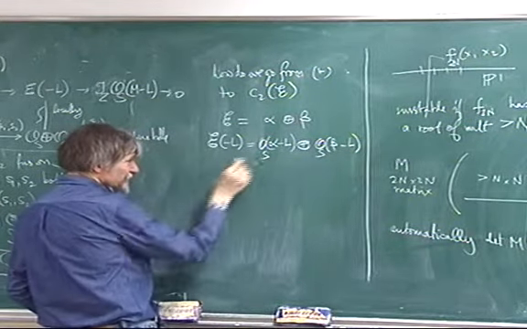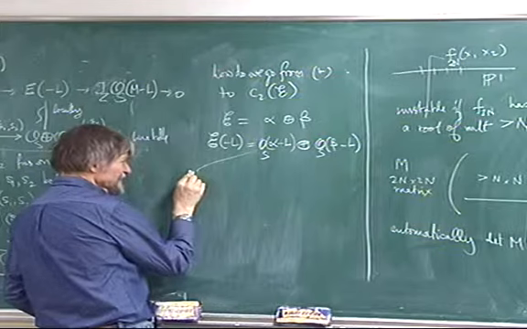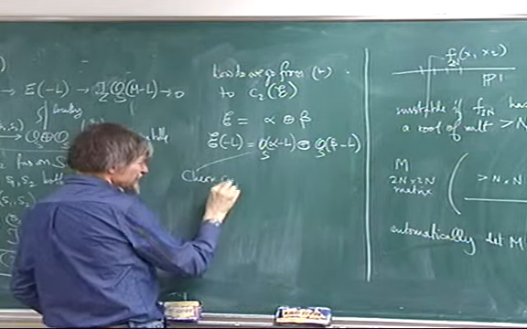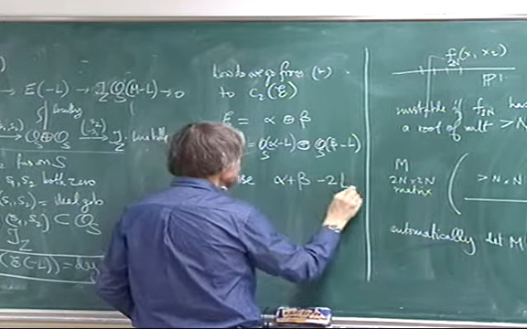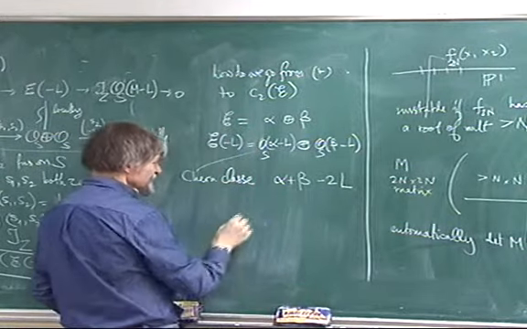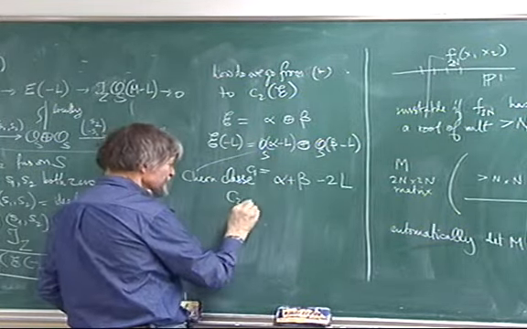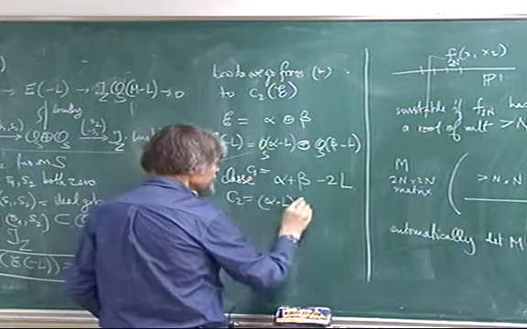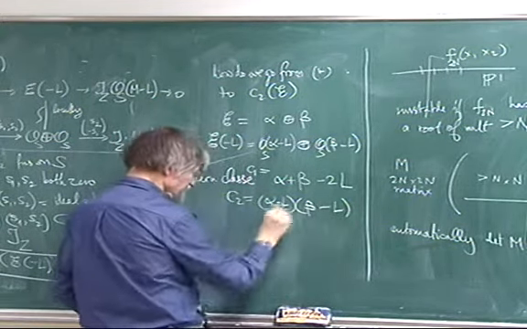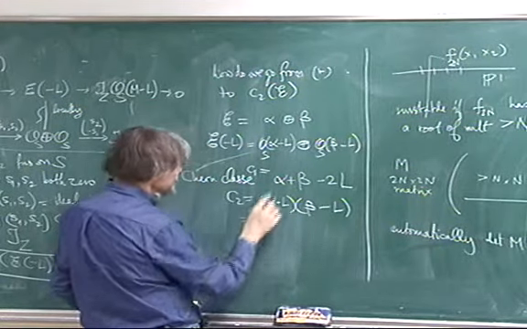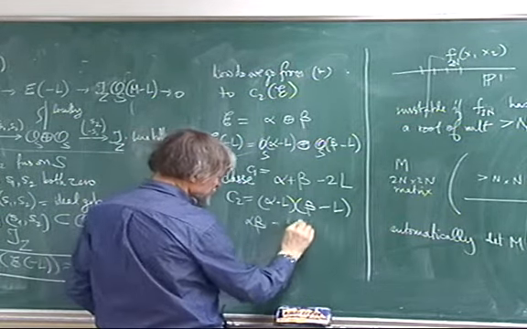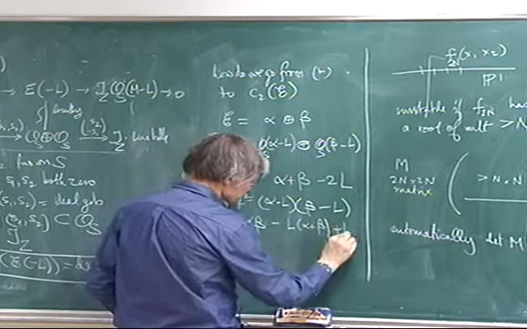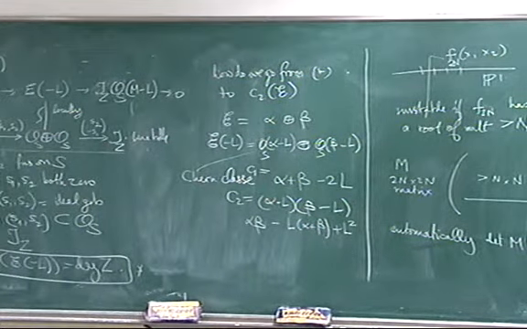And the Chern classes of this: C1 is alpha plus beta minus 2L. C2 is alpha minus L times beta minus L. So this is alpha beta, which is just the C2 of E. That's the thing we want. And then minus L times alpha plus beta plus L squared. Right, so that's how to go.